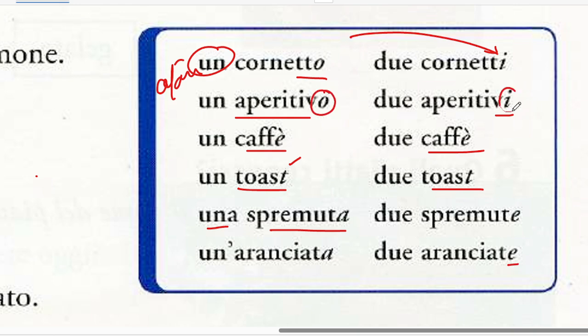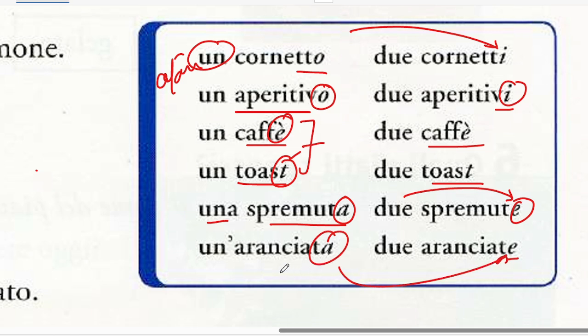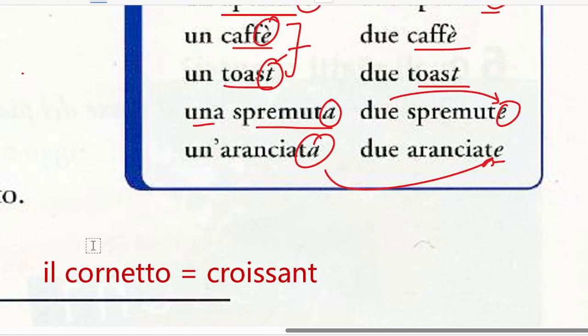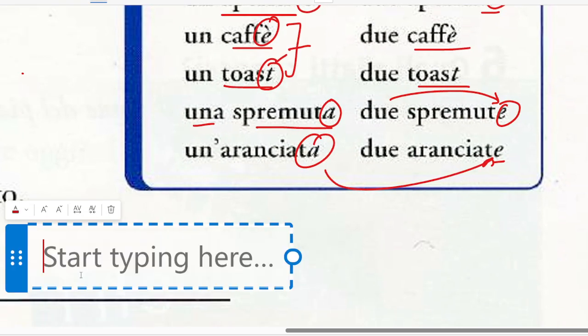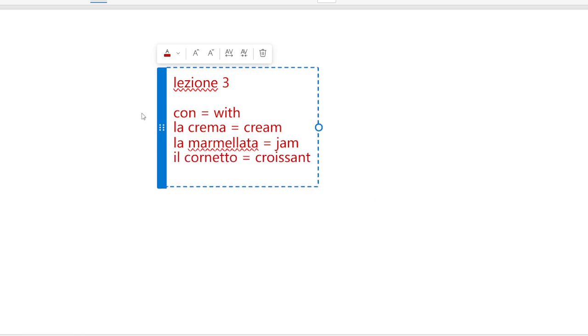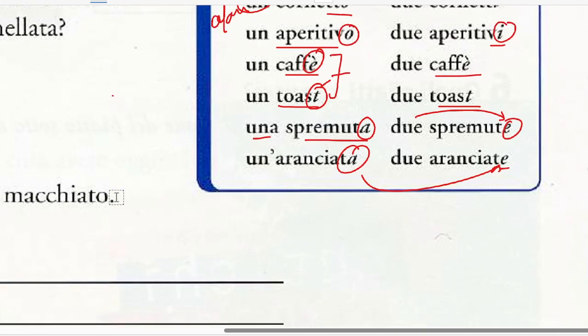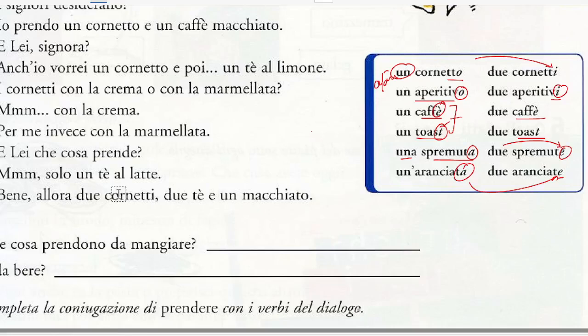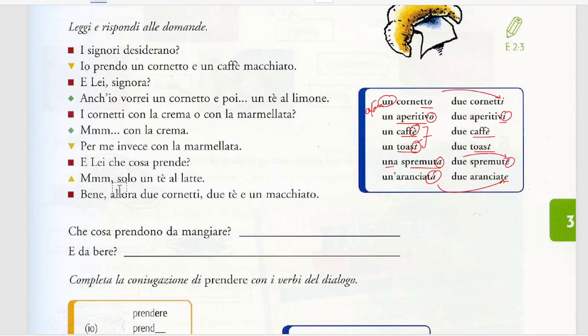So how are you going to say that? O is changing itself into E. All the accent marks and the consonants are not changing. A is changing itself into E. And there's one extra word that we have never covered, cornetto, which means croissant. Okay, so these were the rules of plural.